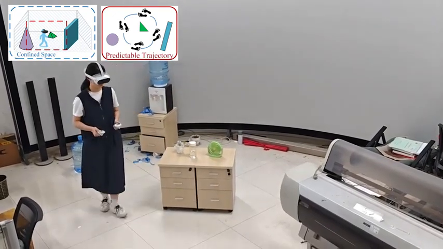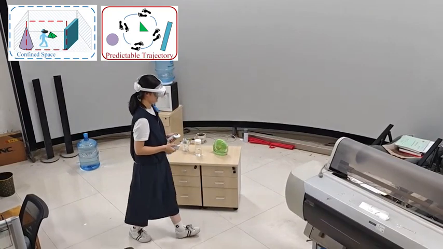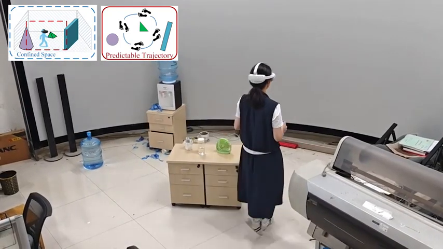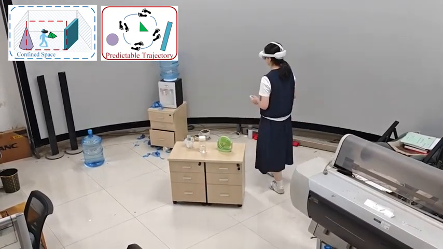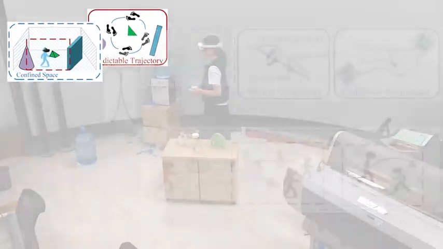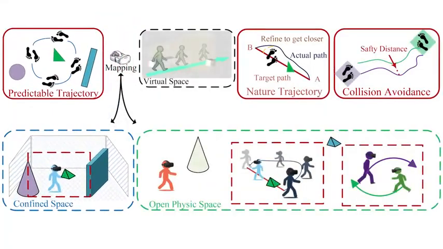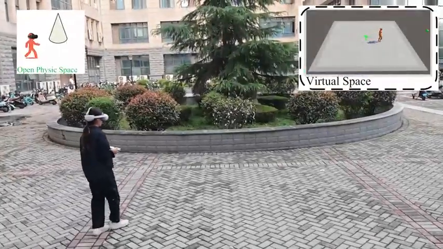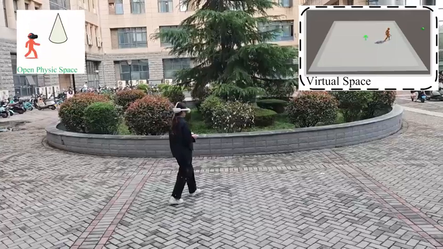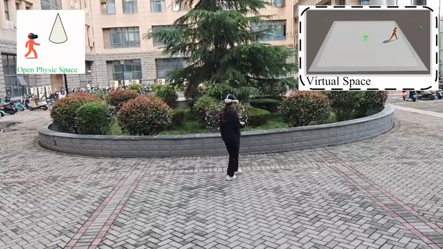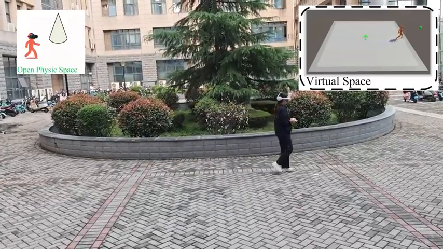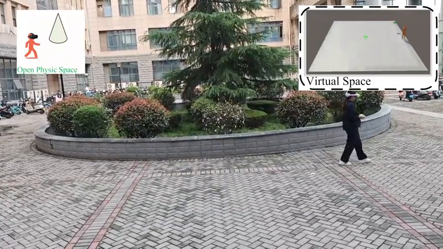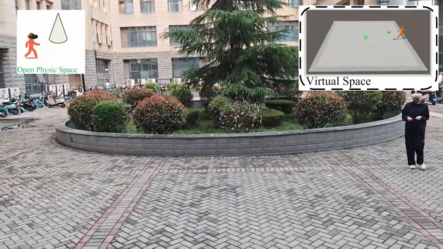While classic redirected walking works well in small, controlled environments, it becomes difficult to use in large, open, and dynamic spaces. In real-world public settings, there are no fixed boundaries, obstacles can appear or move unexpectedly, and multiple users may interact at the same time. To address this, we introduce a new task, called Open Physical Spaces Redirected Walking, and propose a method named Dynamic Control and Redirection. It uses real-time optimization and safety constraints to guide users naturally while avoiding collisions.